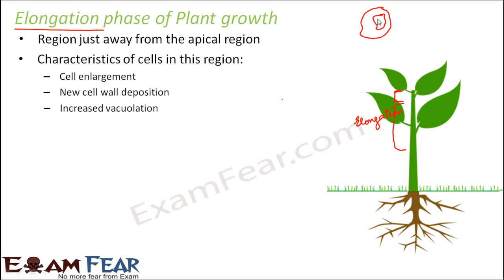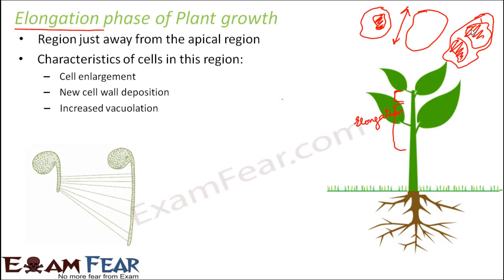Let us suppose this is a cell and this is the vacuole. Now one option is the cell itself can enlarge, so that will also lengthen the stem. Another option is the vacuole enlarges or more vacuoles are formed inside the cell. So that can also cause an increase or lengthening of the cell, and if the cells enlarge, what will happen? The entire stem will also lengthen in its size. So the elongation phase is known as elongation because the lengthening takes place here.